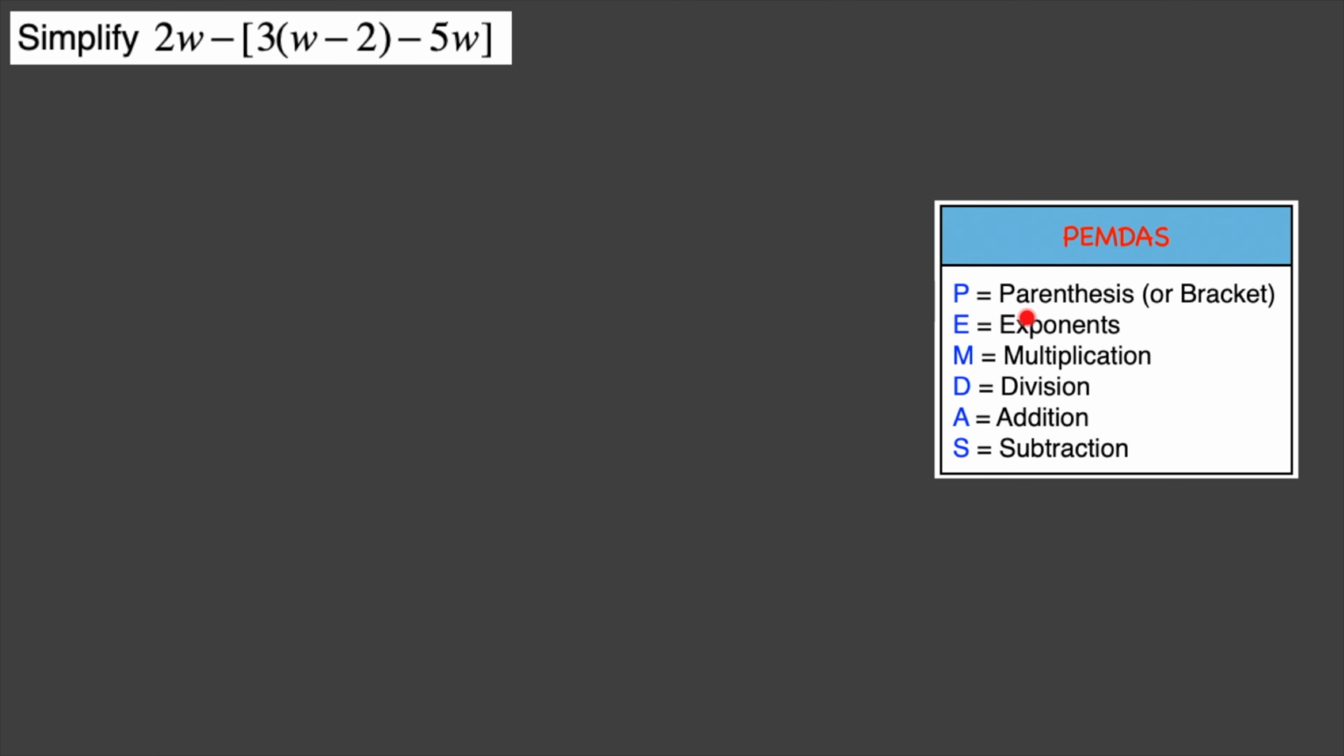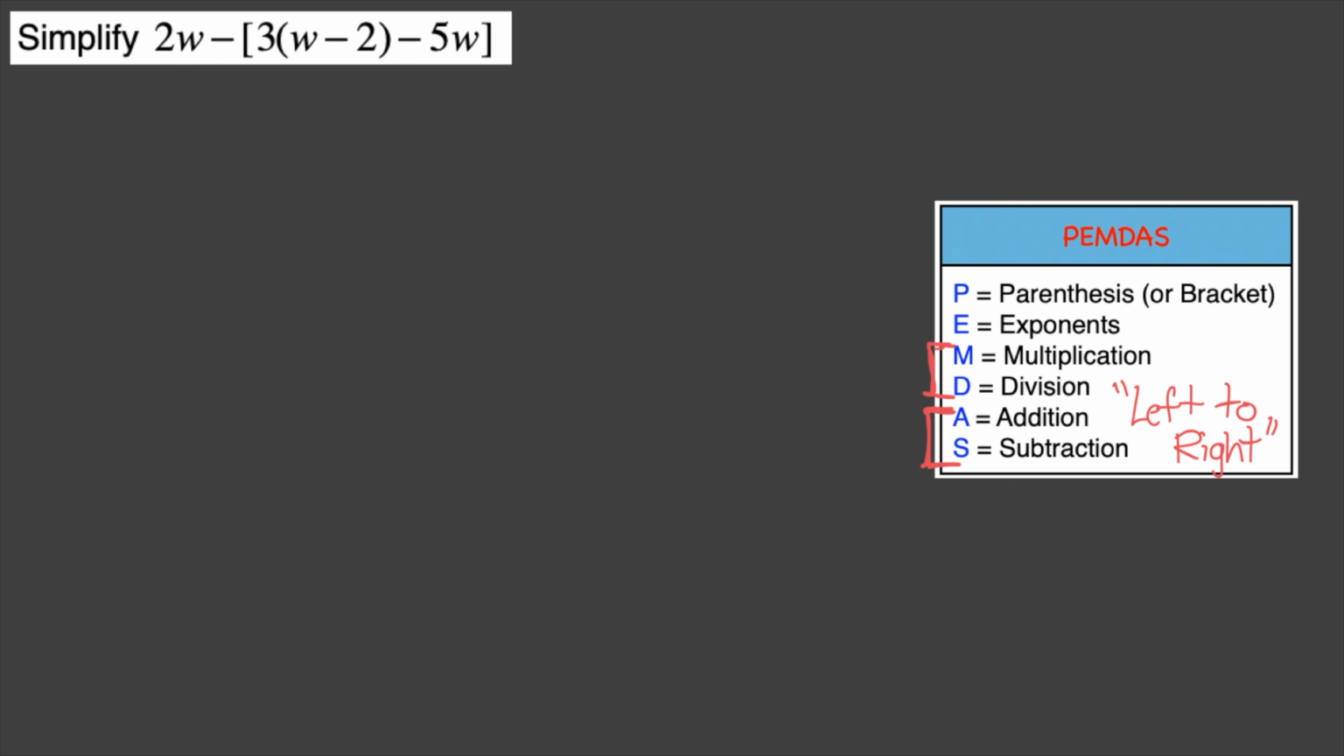So P stands for parentheses or brackets. E is exponents, and then multiplication and division is next. Those are actually considered equivalent. So you always do multiplication left to right. Same thing with addition, subtraction. Those are considered equivalent. So you always do those left to right. So I'll put brackets around those guys and those guys. They're actually considered equivalent. And we are going to do those always left to right.